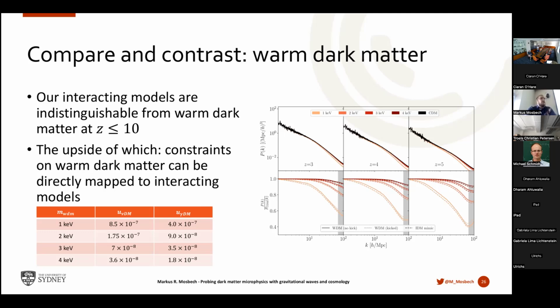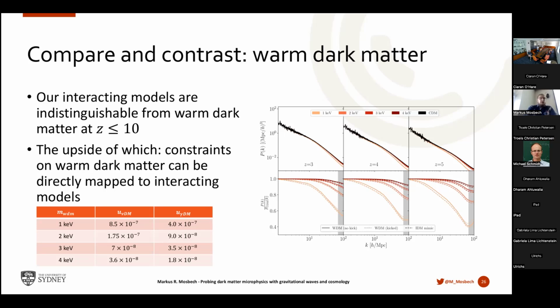You need to take the interactions into account in your initial conditions, which is very nice because you don't need to do a lot of complicated modifications to your n-body code. You can just plug in your matter power spectrum. So we did that for our interacting model, and we did it for warm dark matter.